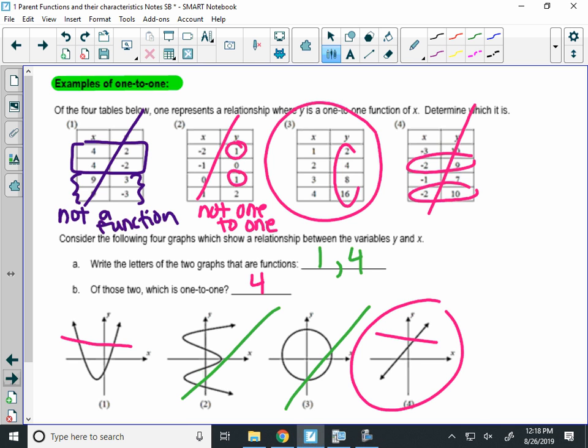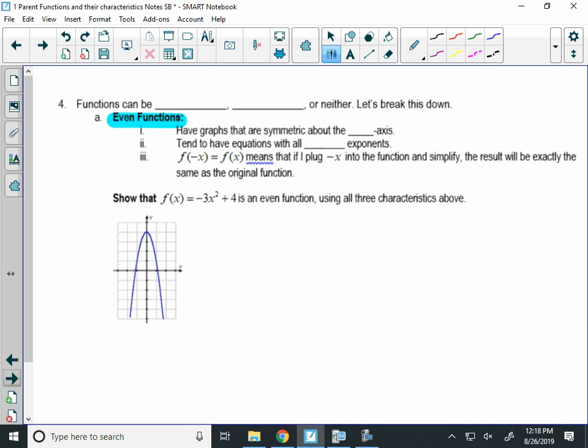All right, one new thing down for the day. Flip your page over. That's one thing that a function can be. A function can be 1 to 1. A function can also have another distinction.